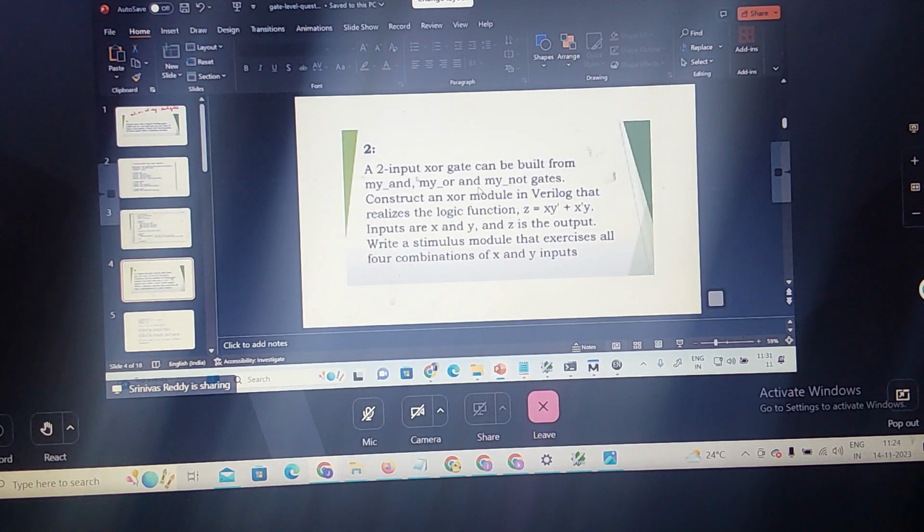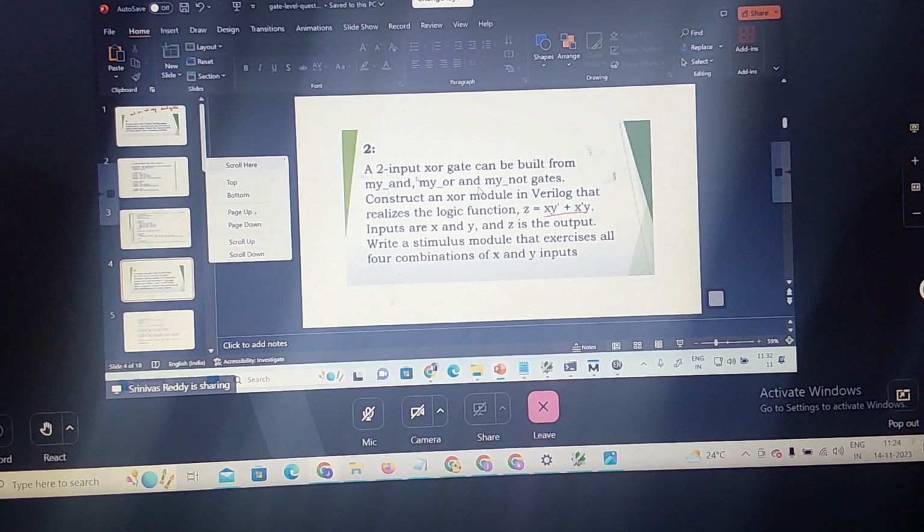The two input XOR gate can be built from my AND gate, my OR gate, my NOT gate. So already you designed the AND, OR and NOT gate using the NAND gates. Construct the XOR module in Verilog that realizes this logic. This is XOR logic: X Y bar plus X bar Y. Inputs are X and Y and output is Z. Write a stimulus module. Exercise all the four possible X and Y inputs. You can understand, this is another question.